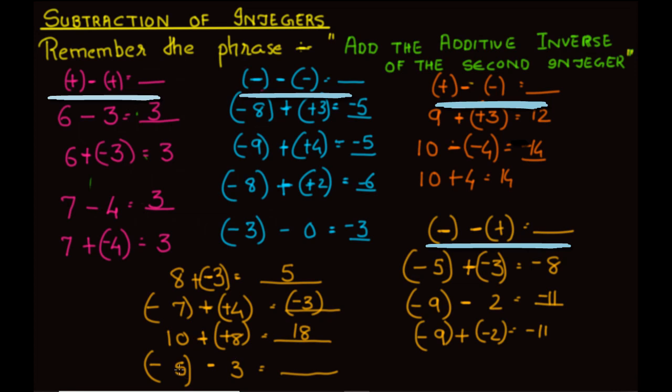Good. Now comes the last one, the final one, negative 5 minus positive 3. So again, remember our phrase, add the additive inverse. So negative 5 plus negative 3 gives us negative 8. That's cool. So I'm sure you got the subtraction of integers right now. Just remember the phrase, add the additive inverse of the second integer.